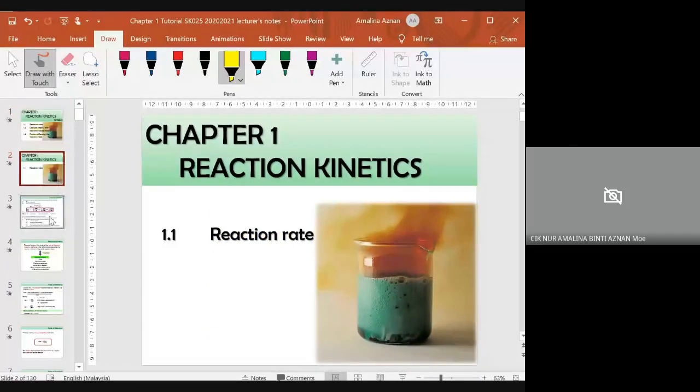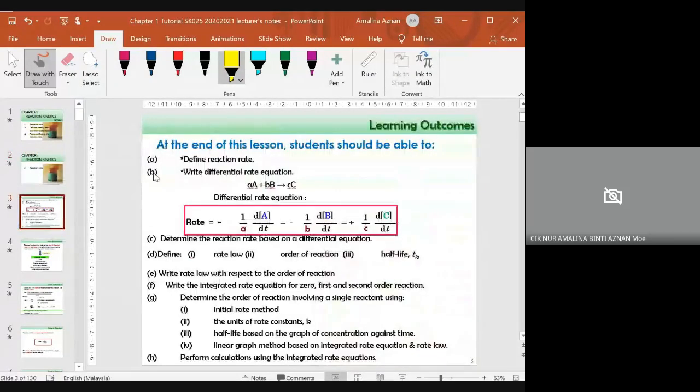Alright, so kita go through first one, first subtopic, and these are the learning outcomes. Okay. Alright, so kita akan cover the first define reaction rate, apa tu rate of reaction, and then write the differential rate equation based on the given equation lah. So differential rate equation macam ni cara tulis dia. Nanti Miss akan ajar macam mana tulis, and then determine the rate based on the differential rate equation. And kalau sempat kita sampai sini lah. Kalau tak sempat, kita continue dengan next class.